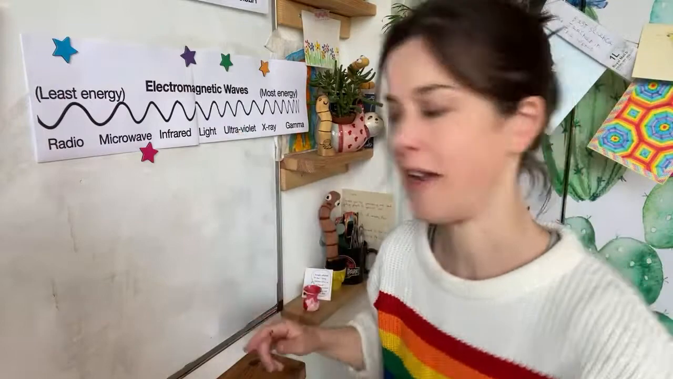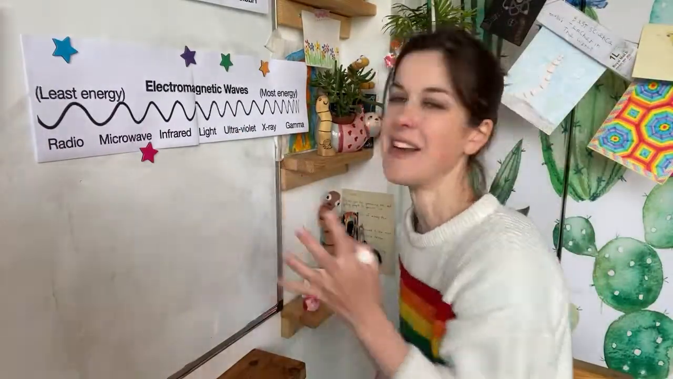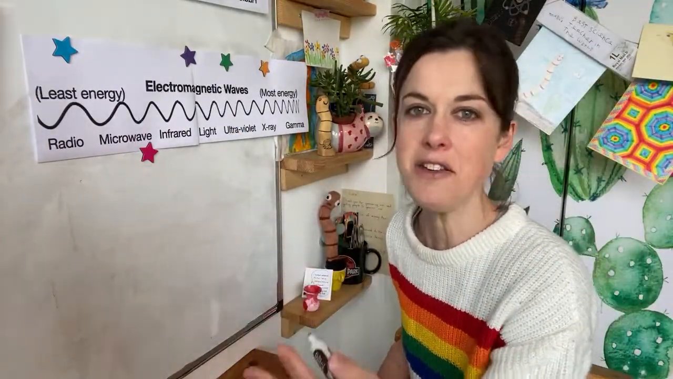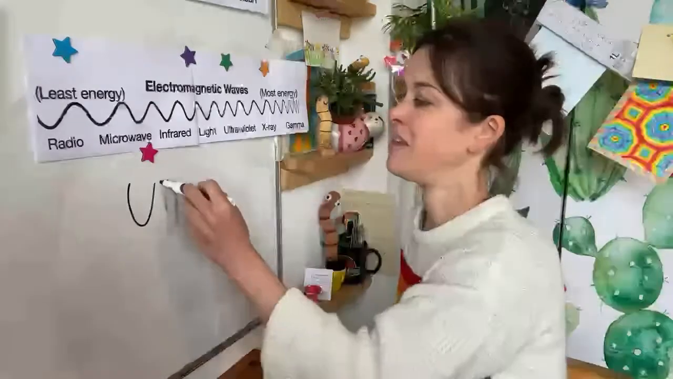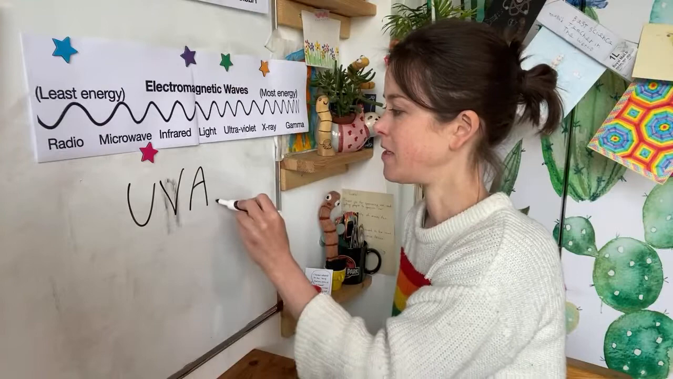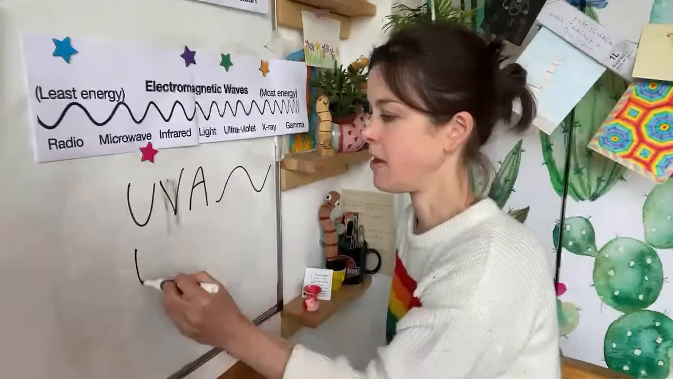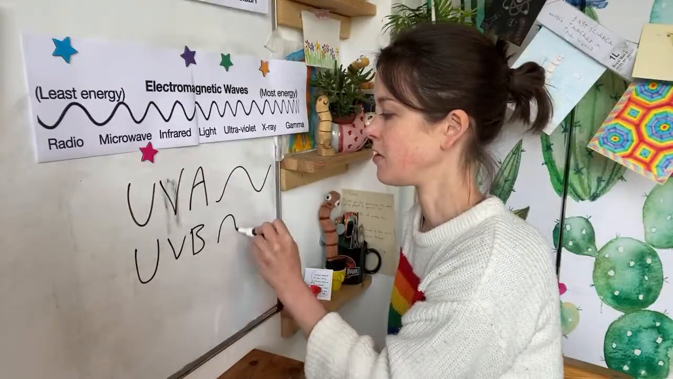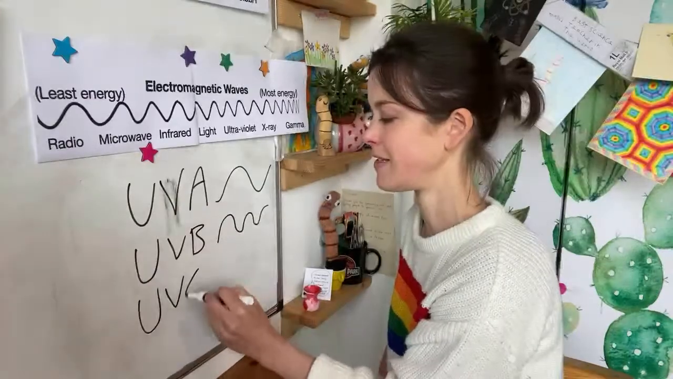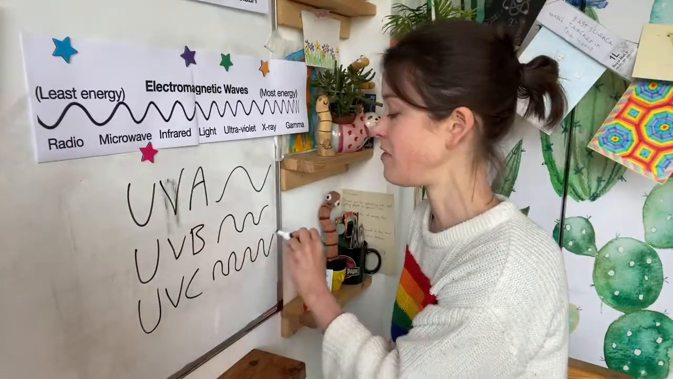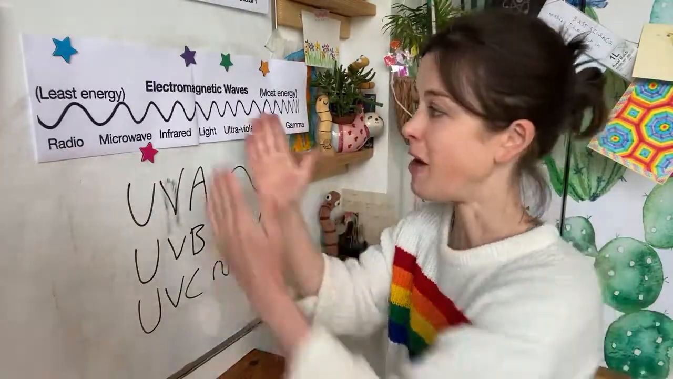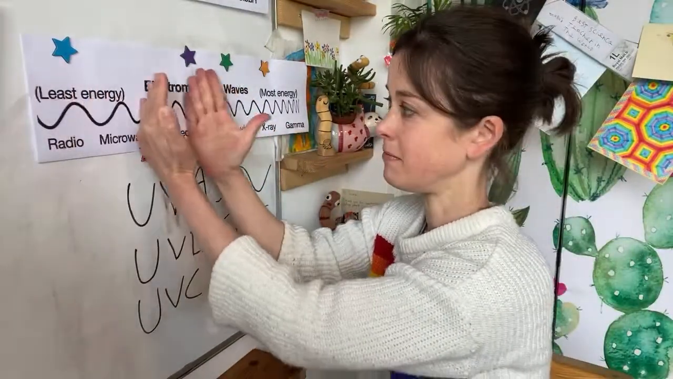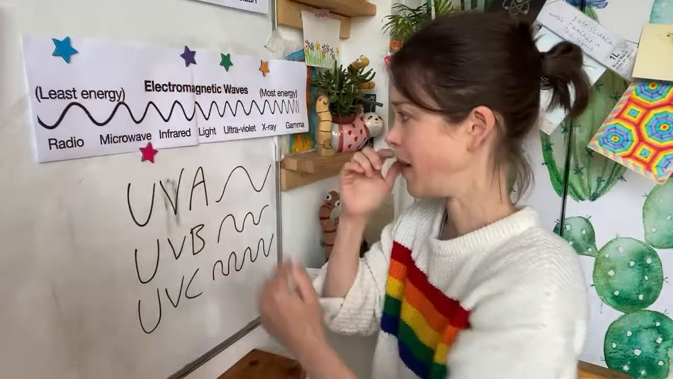So ultraviolet, there are a few different types of ultraviolet. You don't need to know this for your IGCSE. I just think it's interesting. There's UVA, which has quite a long wavelength. There's UVB, that's got a shorter wavelength, and there's UVC that has a really, really short wavelength, right? Because there's an infinite amount of wavelengths in each of these things that we're calling electromagnetic waves, okay?